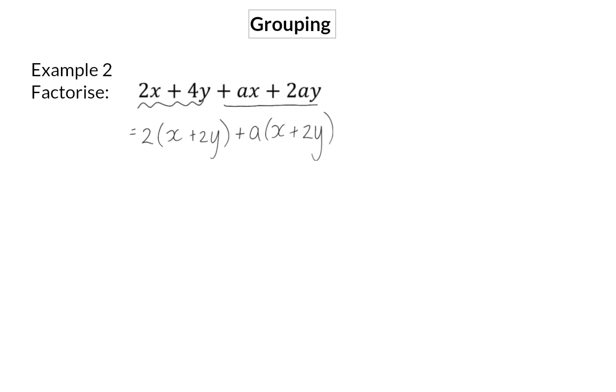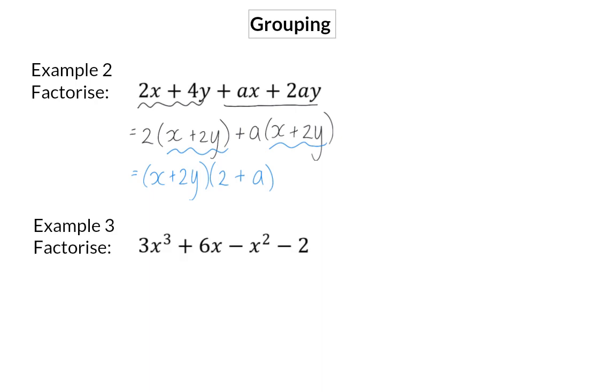Now we have two new terms and they do have a common factor. That common factor is x plus 2y. So once I've taken out this common factor, I will be left with 2 in my first term and plus a in my second term. And now that we are left with one term that consists of two factors, we have factorized completely.